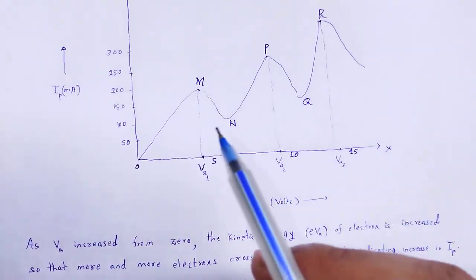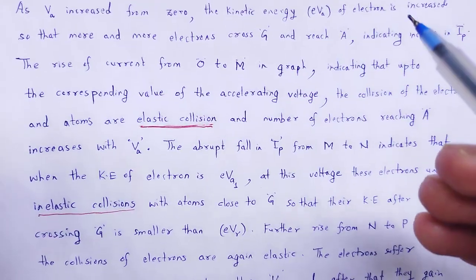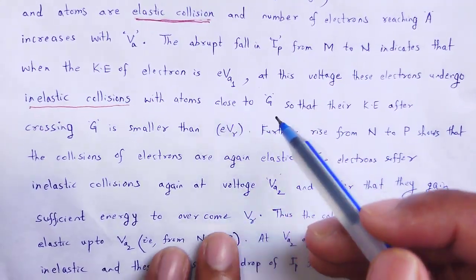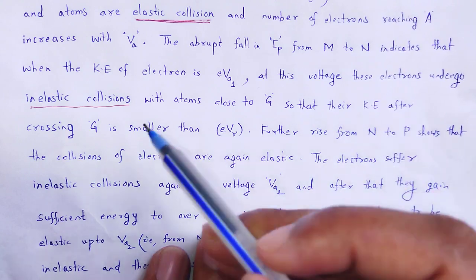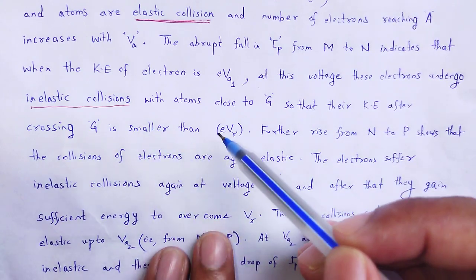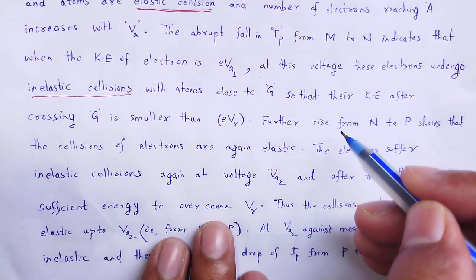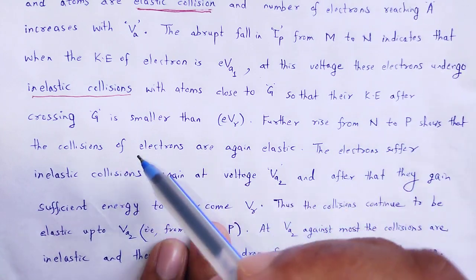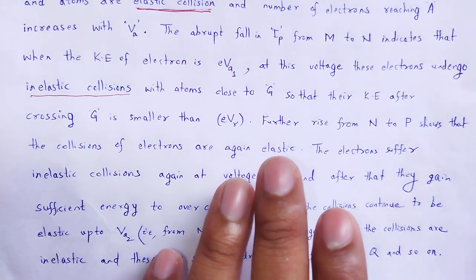That we see in the case of the graph here, so that their kinetic energy after crossing G is smaller than that of eV_R. Further rise from N to P shows that the collisions of electrons are again elastic.